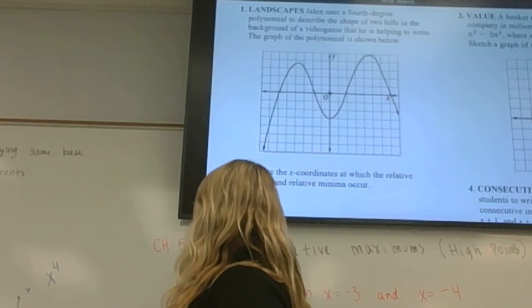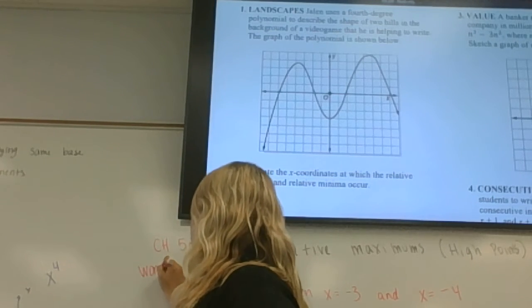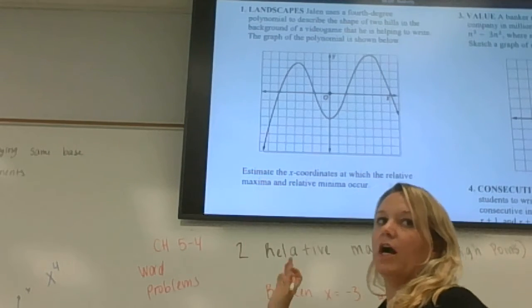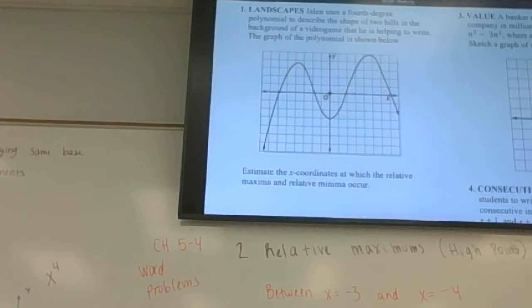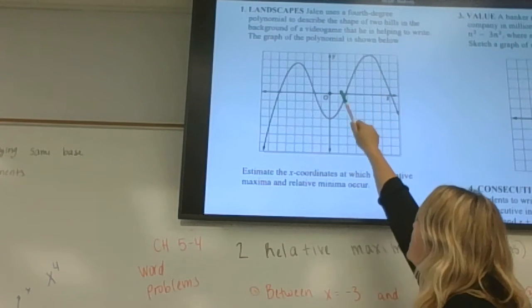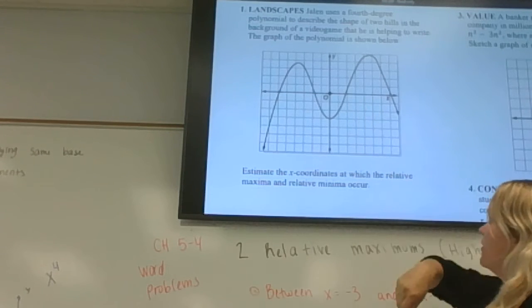Here you go. 5-4, or if you want to title it word problems, that's how I'll refer to it. We're doing 4 graph word problems. So our first maximum is between -3 and -4. Where's the second one? Let me count. There's the maximum. It's between 4 and 5.